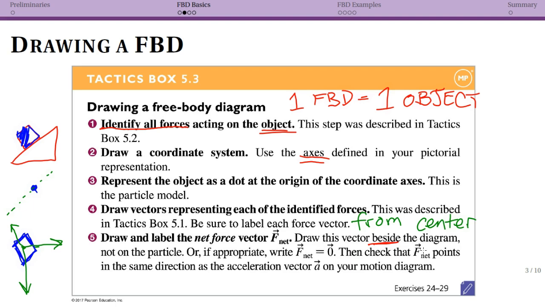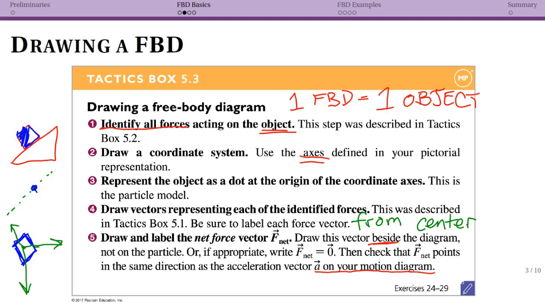And if your F net is not 0, you want to make sure that the direction agrees with the acceleration. In this case, it's saying the acceleration on your motion diagram. It might make sense to draw a motion diagram. It might make sense to have a plot of acceleration in a certain direction. Whatever you choose to do, make sure that your net force and your acceleration agree.